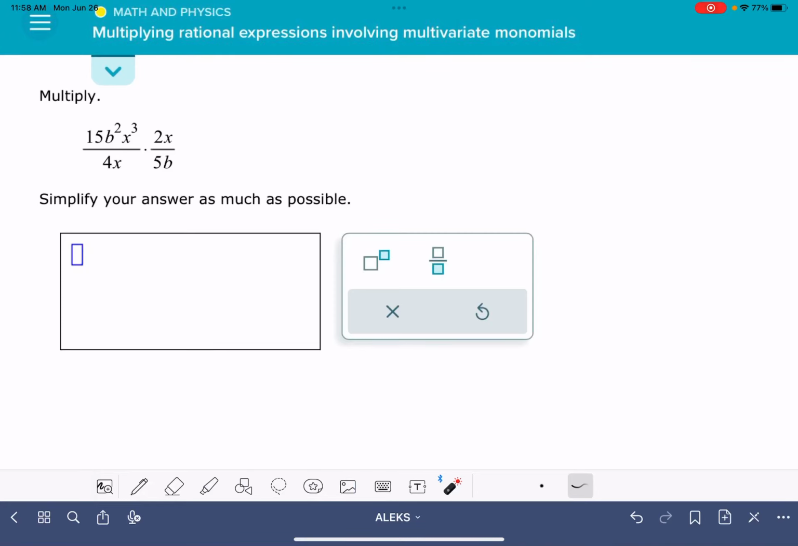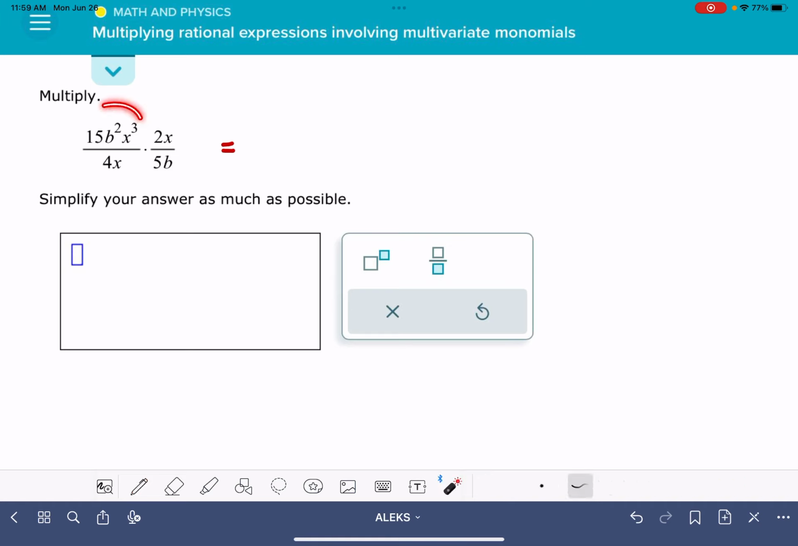In this video, we're going to work on the ALEKS problem called multiplying rational expressions involving multivariate monomials. This is going to give us a problem. It wants us to multiply it and then simplify our answer as much as possible. So I'm going to start with just the multiplication.